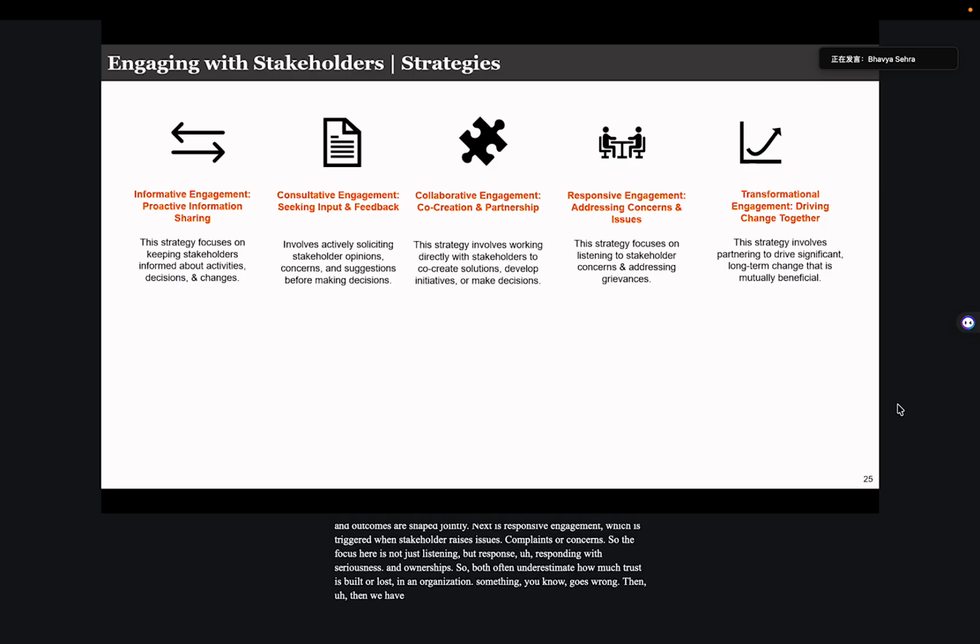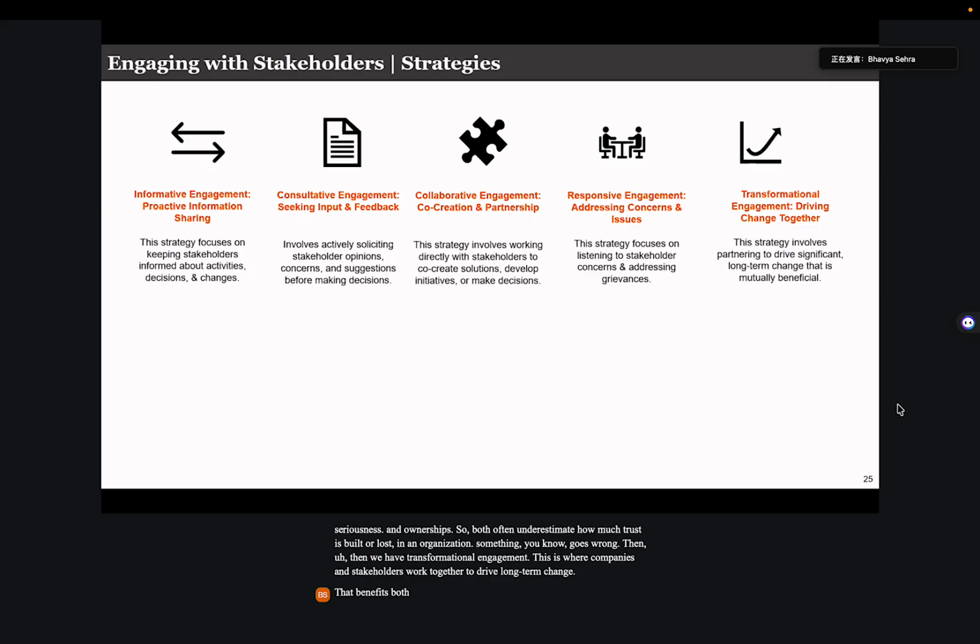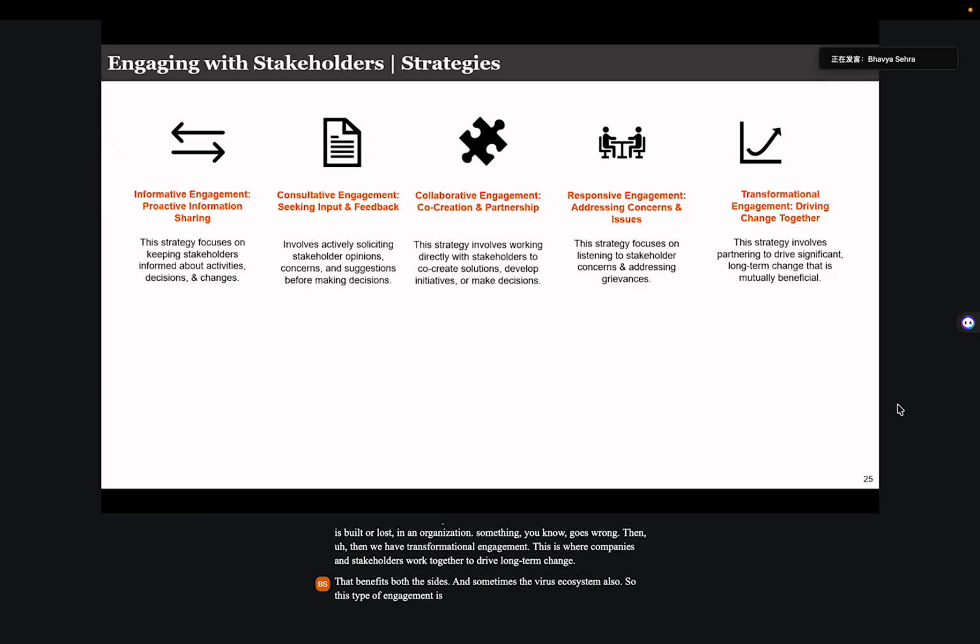Then we have transformational engagement. This is where companies and stakeholders work together to drive long-term change that benefits both sides and sometimes the wider ecosystem also. This type of engagement is strategic, future-oriented, and closely aligned with sustainability, ESG, and long-term value creation.